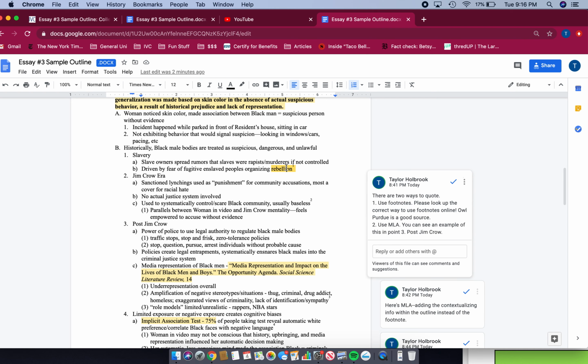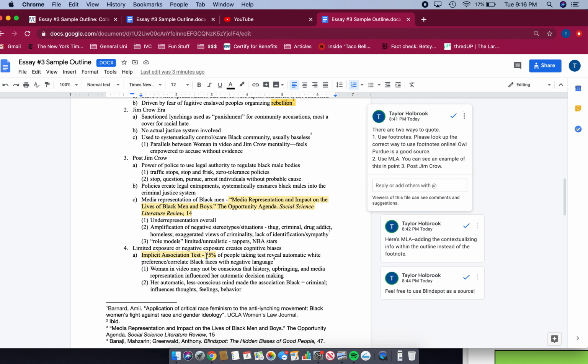And there's two ways. So I brought it up between slavery, Jim Crow era, post-Jim Crow, media representation of Black men. All of these things contribute to these biases that women have, assuming, generalizing that a Black man is someone criminal or suspicious. So that's what I wanted to prove. And I found a couple sources for that I wanted to use. I also ended up using Blind Spot here.